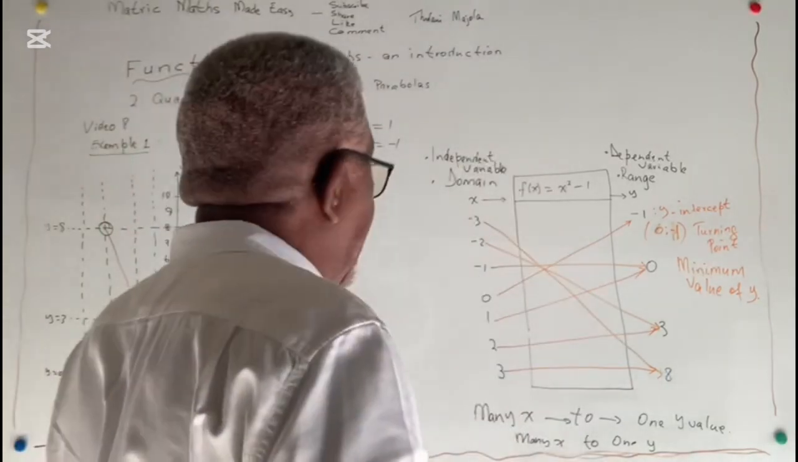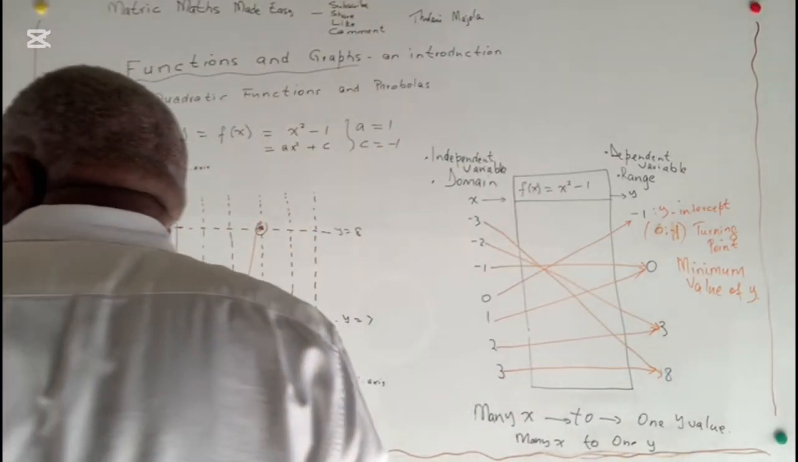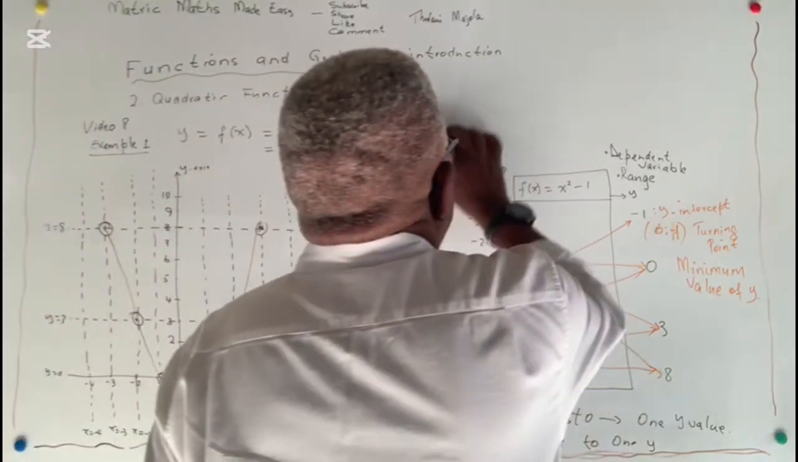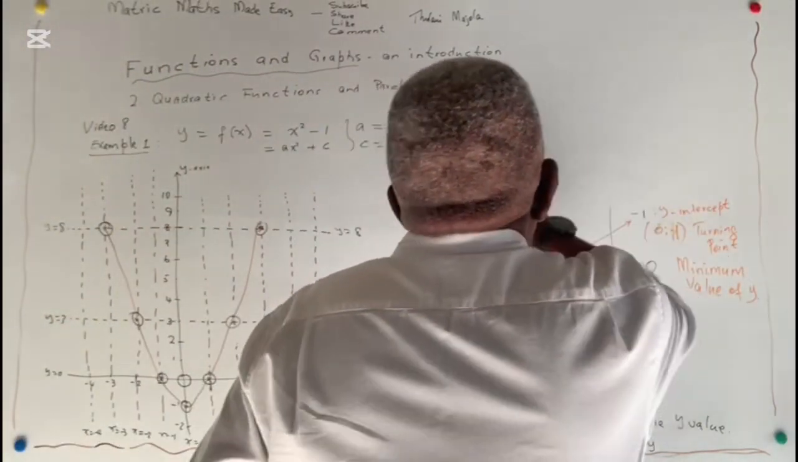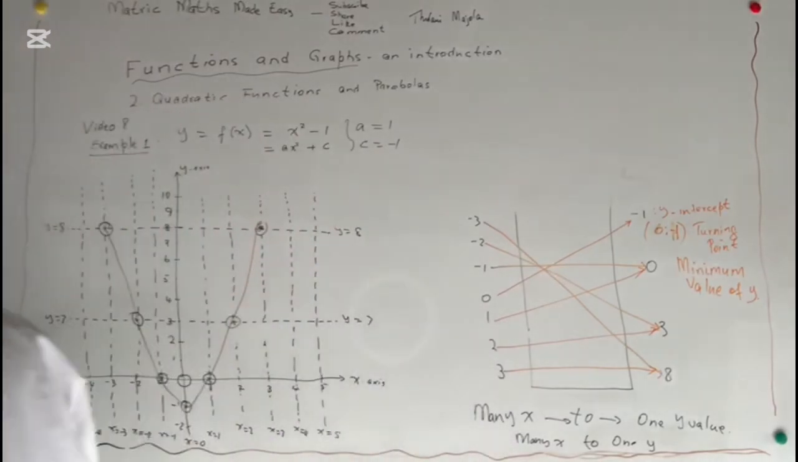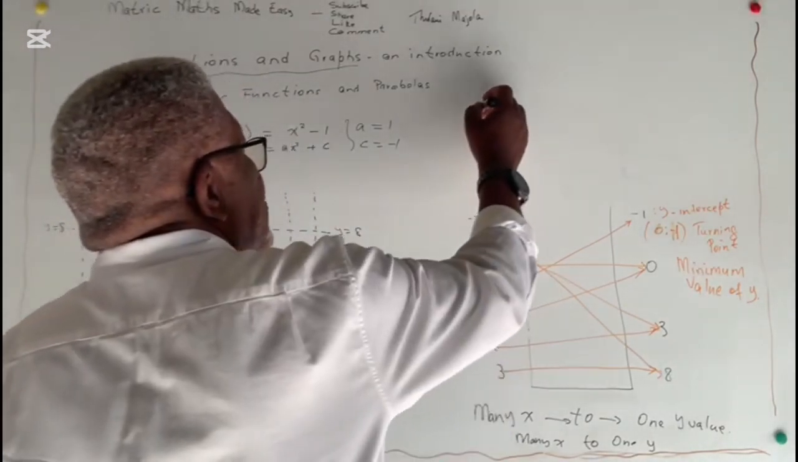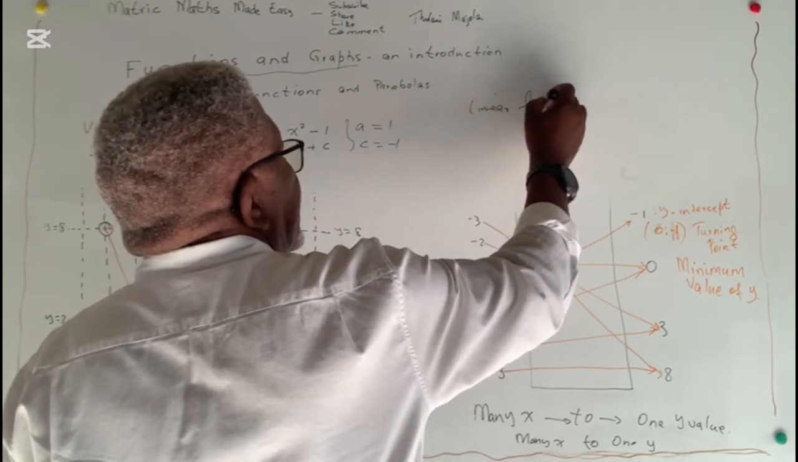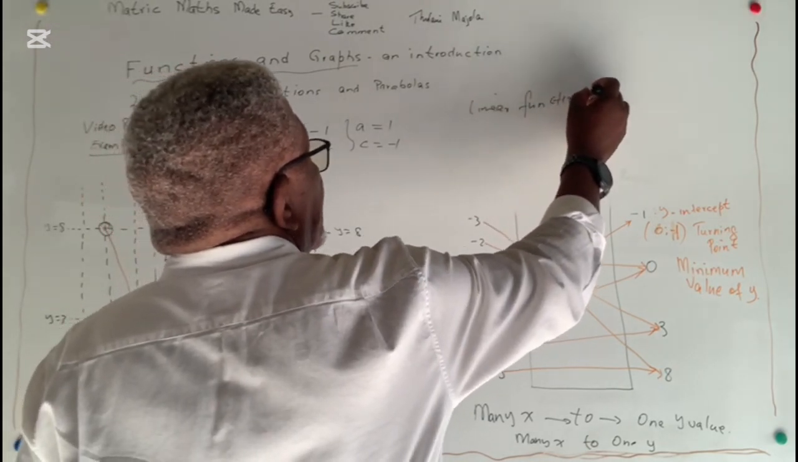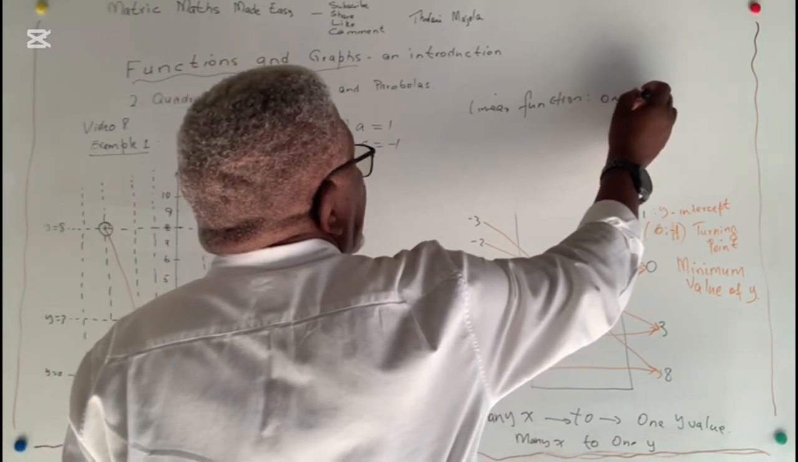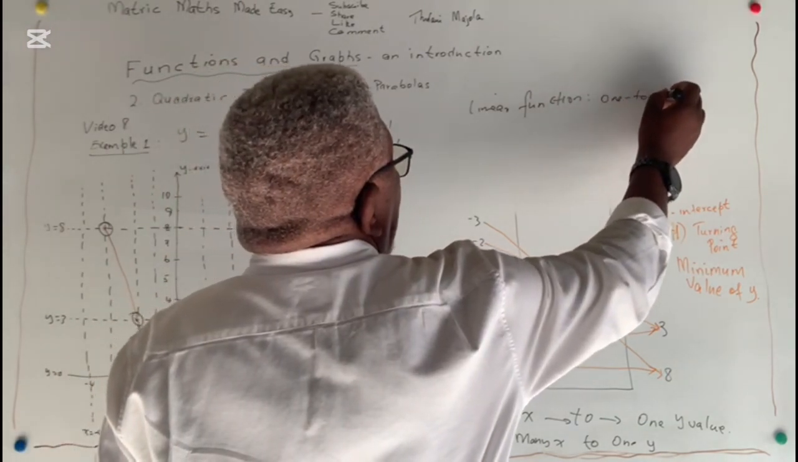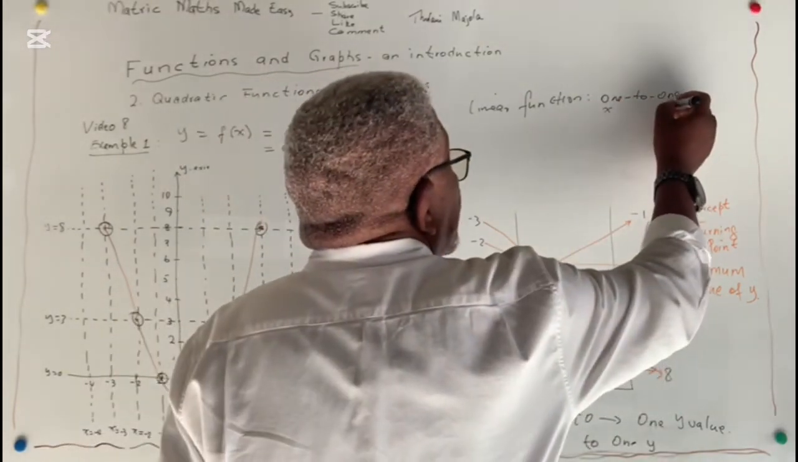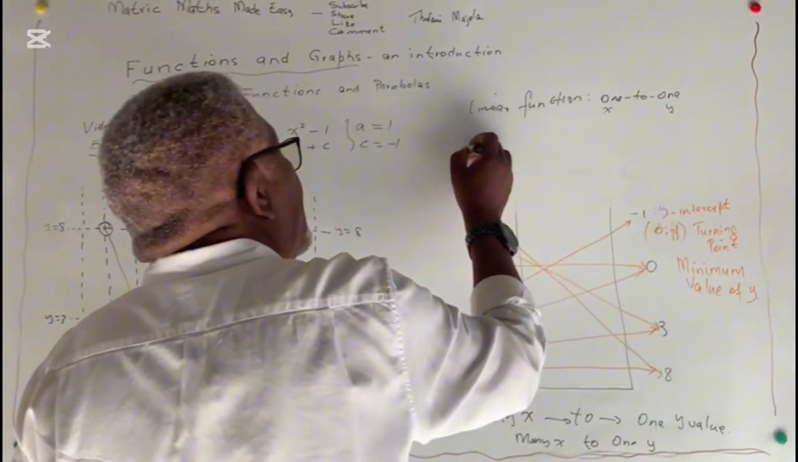So remember, in the straight line graph or the linear function, I explained that we have a 1 to 1 relationship. But I always like to write 1x to 1y so that you don't get confused.